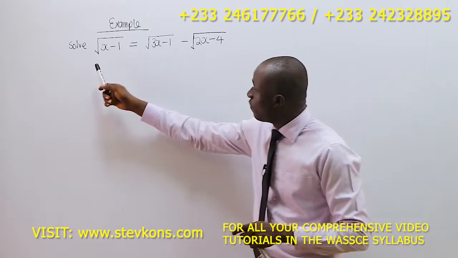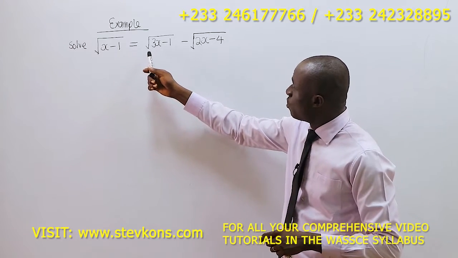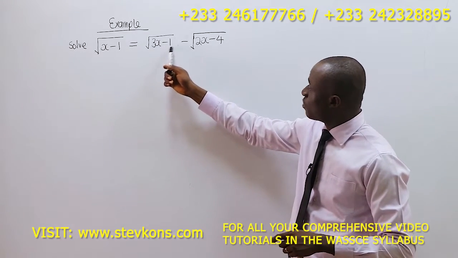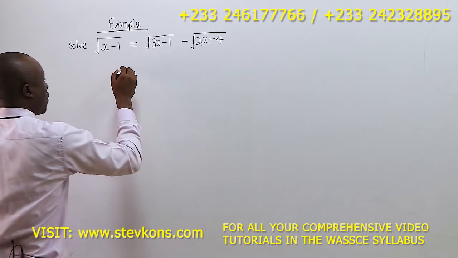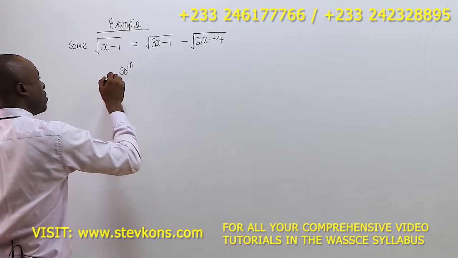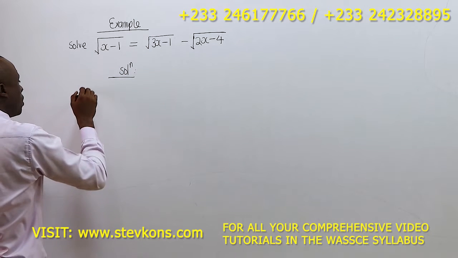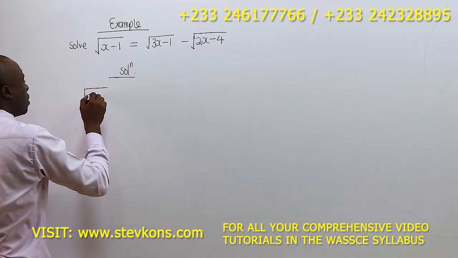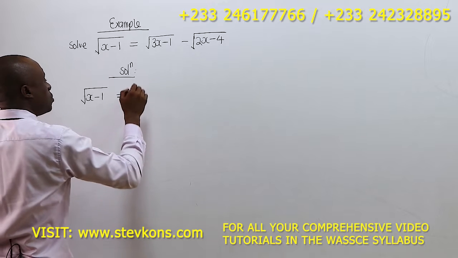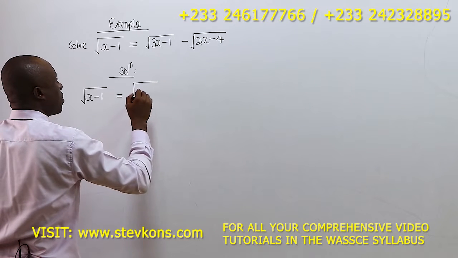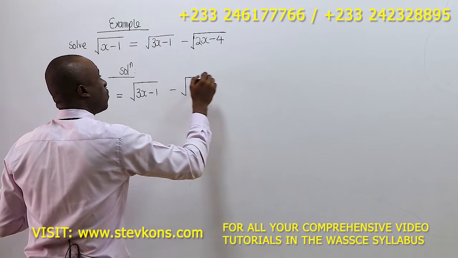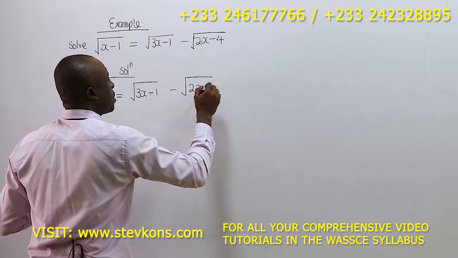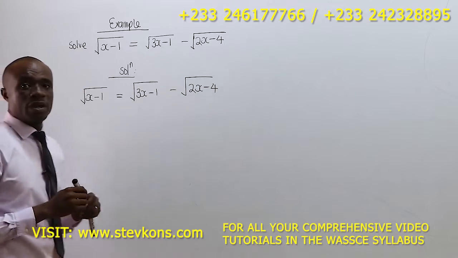Now, let's see. Solve root x minus 1 equal to root of 3x minus 1 minus root of 2x minus 4. So this is the question that we have been given. First, let's rewrite the question. So we have root x minus 1 equal to root 3x minus 1 minus root of 2x minus 4. Now, that's what we have.